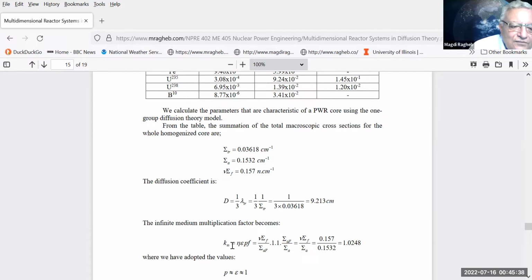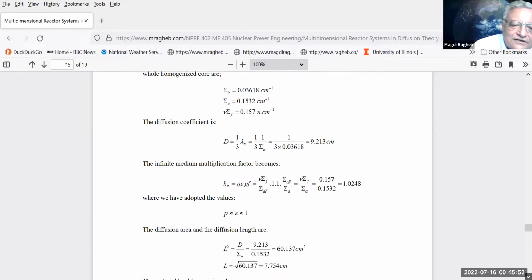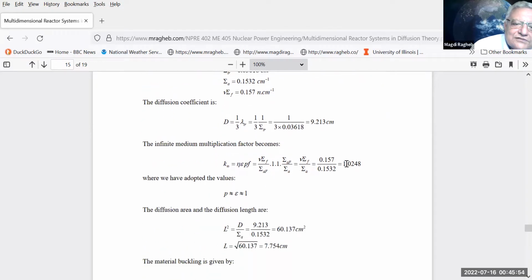So the infinite medium multiplication factor is 1.0248. It's much less, of course. It's just incrementally larger than 1. So that reactor would operate very easily, allowing for the leakage by decreasing that K infinity to 1, and the system would be just critical.